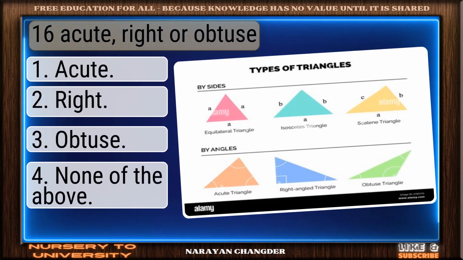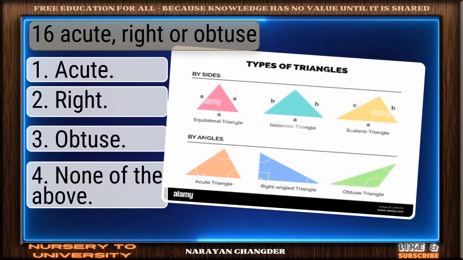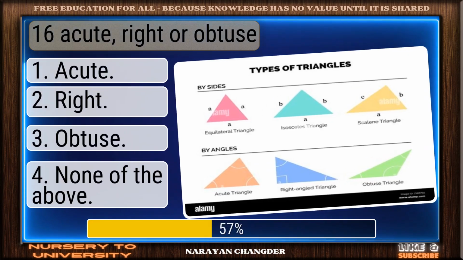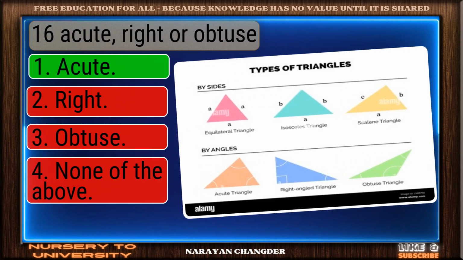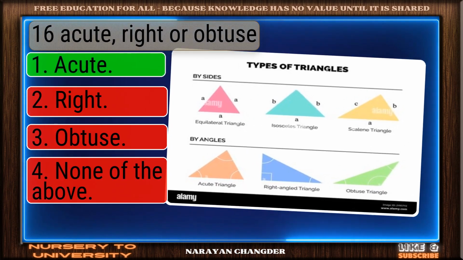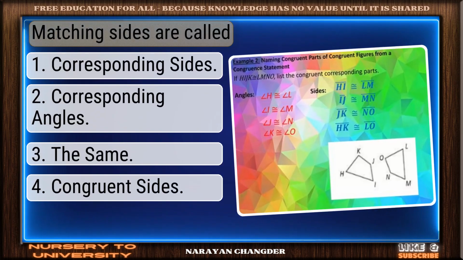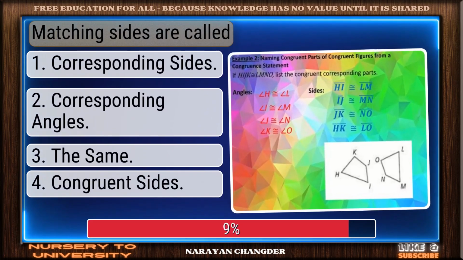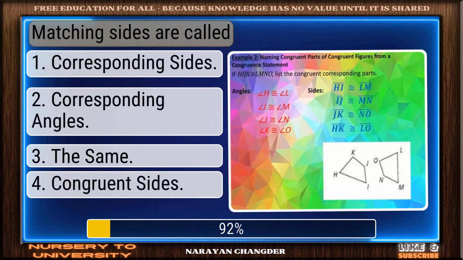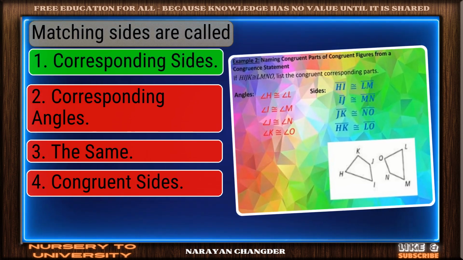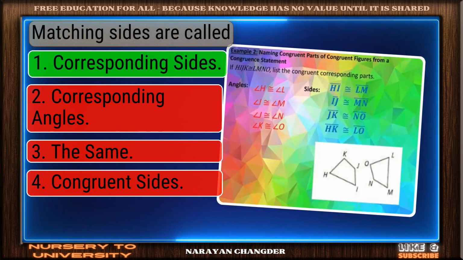Question number 287. 16. Acute, right or obtuse? On track. Acute is the correct answer. Question number 288. Matching sides are called. Good job. Your answer corresponding sides works well here.